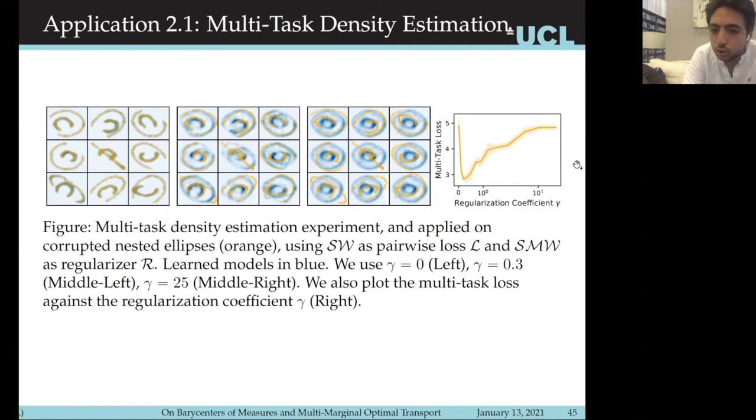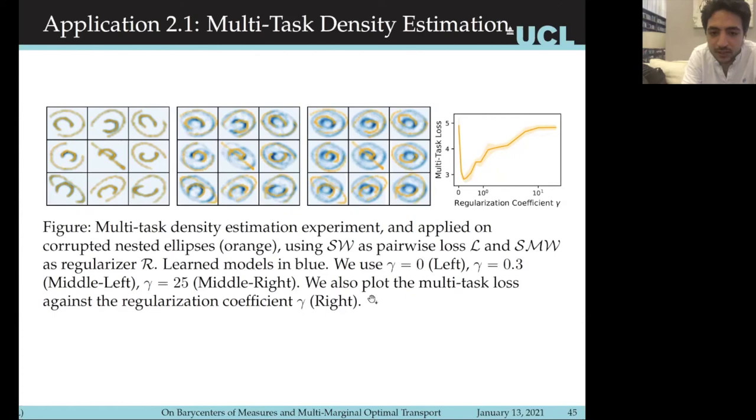To show this more quantitatively, we plot the multitask loss, which estimates how good each of the models is at learning the ground truth uncorrupted nested ellipses. And we plot that against the regularizer coefficients. What we see is that as the regularization grows, the loss decreases a lot because the models turn into nested ellipses, as expected by the ground truth, and are still good solutions because they preserve orientations and so on. Then as it becomes too large, the solutions become uniform, and so as expected, the loss grows back again. So that's something more quantitative on what's happening.